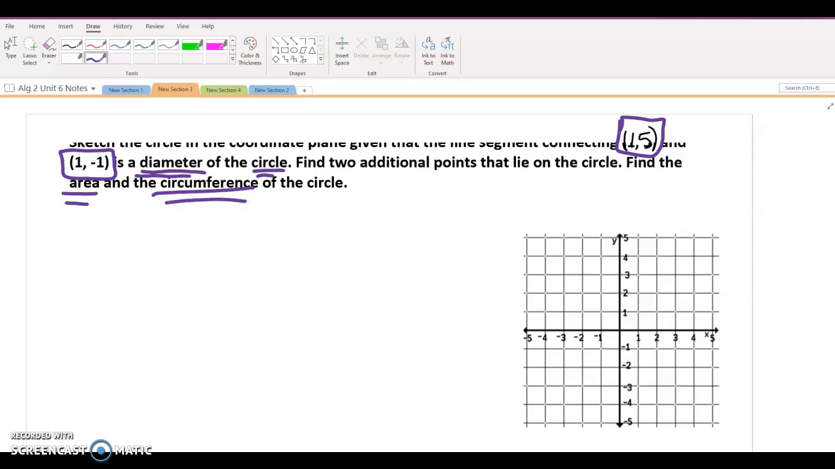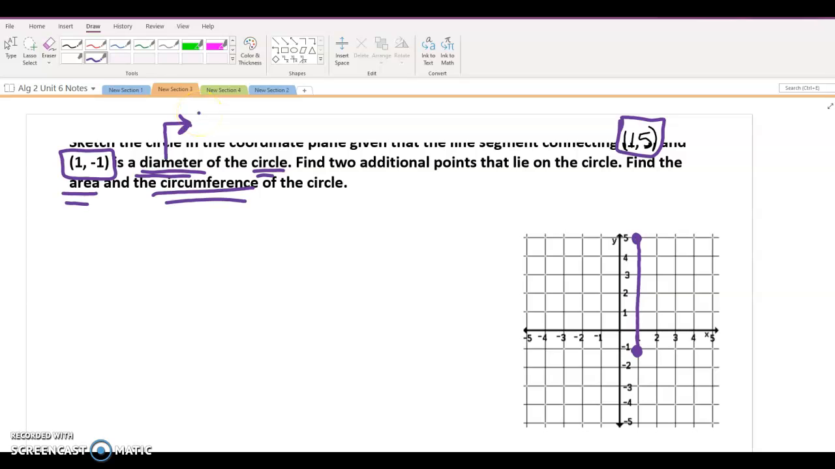So first things first, we got to plot those 2 points. So (1, 5) will send us right 1, up 5. Our other point's (1, negative 1), so that sends us right 1, down 1. And it says that this right here, between these 2 points, is our diameter of a circle. So we know that the diameter is the what? Diameter is the whole middle line, so it goes all the way across our whole circle.